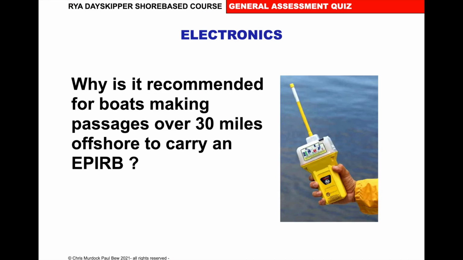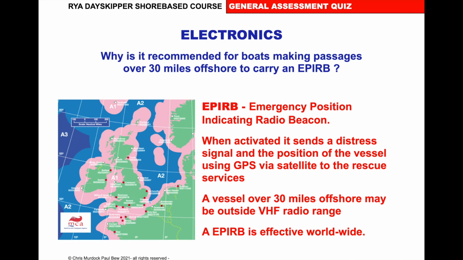Electronics. Why is it recommended for boats making passages over 30 miles offshore to carry an EPIRB? So, an EPIRB, emergency position indicating radio beacon. When activated, it sends a distress signal on 406 MHz and the position of the vessel using the GPS via satellite to the rescue services.